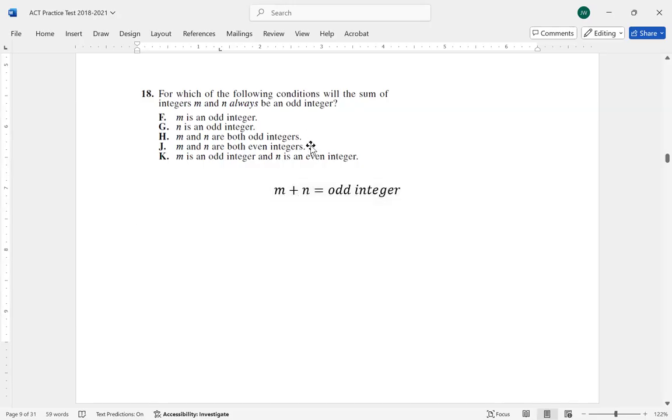If m and n are both even, something like 10 plus 12 is going to give me 22. That's not going to work. But option K, m is odd, n is even. Anytime m is odd and n is even, we will get an odd integer. So option K is the correct answer, because whenever m is odd and n is even, we get an odd integer. So the answer to question 18 is K.